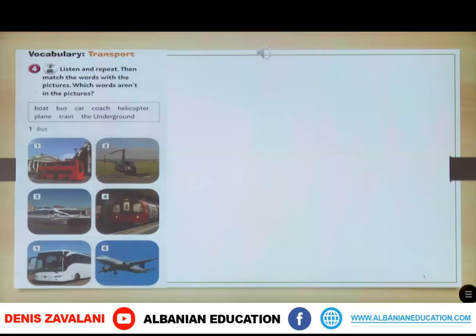Unit 4, Students' Book, page 43, Exercise 4. Listen and repeat. Then match the words with the pictures. Which words aren't in the pictures?